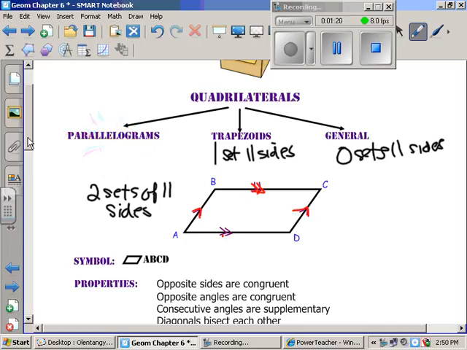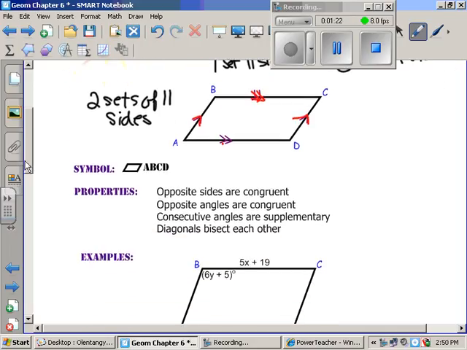All right? Now, the characteristics, these are the four important characteristics. Make sure you write those down. One is that opposite sides are congruent, okay? And that kind of makes sense. Like if you've got two parallel lines and they're being chopped off by two parallel lines, they're going to chop off the same amount because the distances between the two are the same.